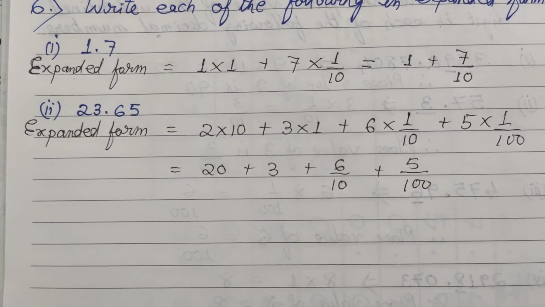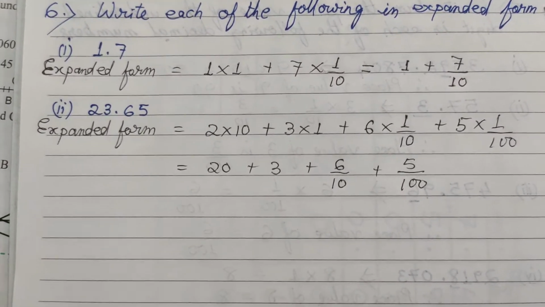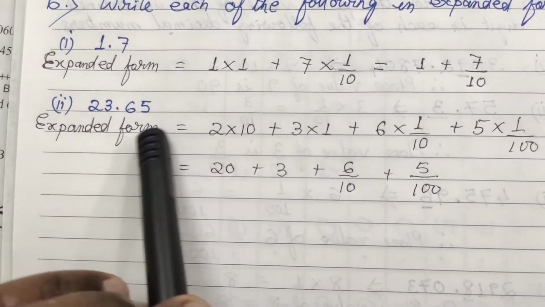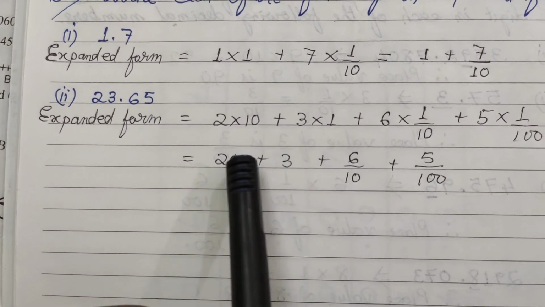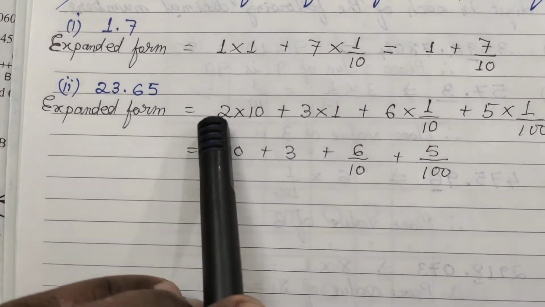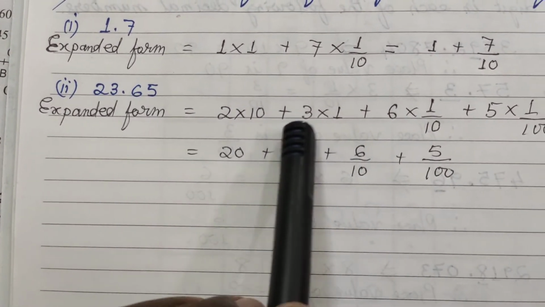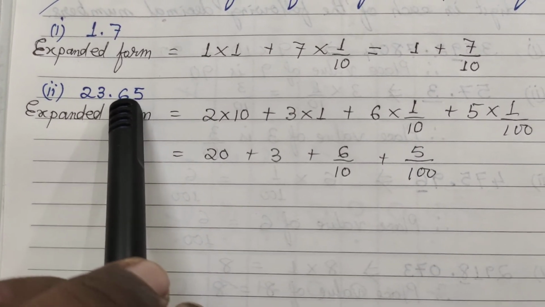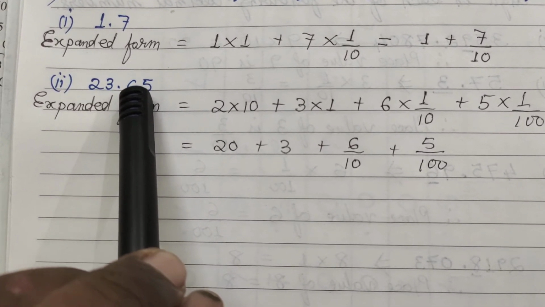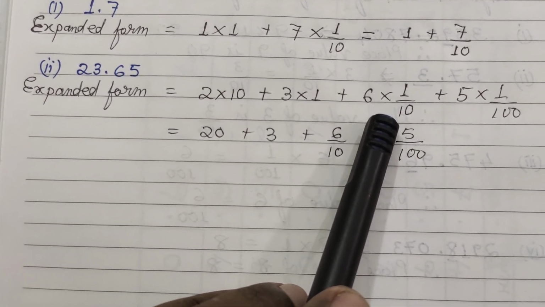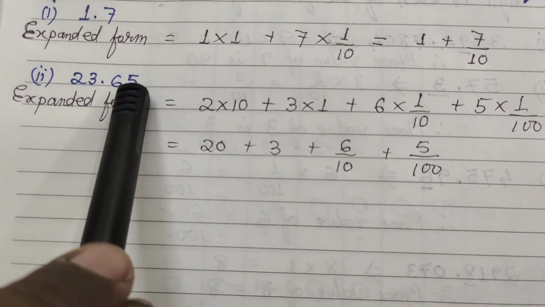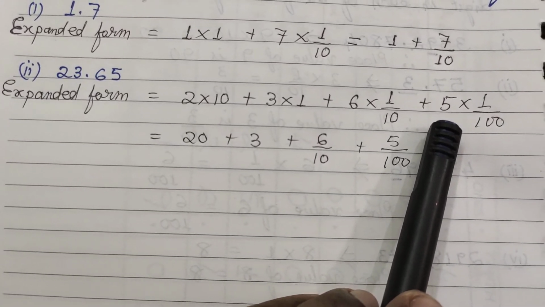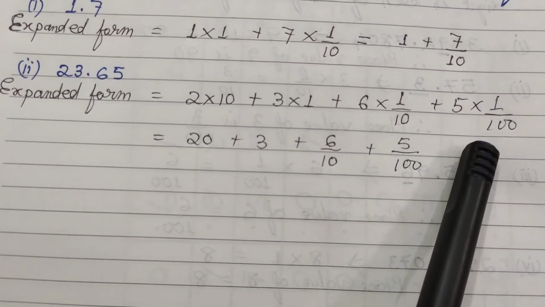Second question, the number is 23.65. For the expanded form, 2 is in the tens house, 3 is in ones house. So the place value of 2 will be 2 into 10. Place value of 3 will be 3 into 1. Then next, 6 is there. 6 is in tenth house. So the place value of 6 will be 6 into 1 by 10. 5 is in hundredth house. So the place value of 5 will be 5 into 1 by 100.